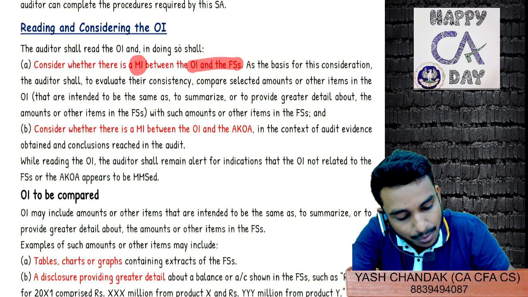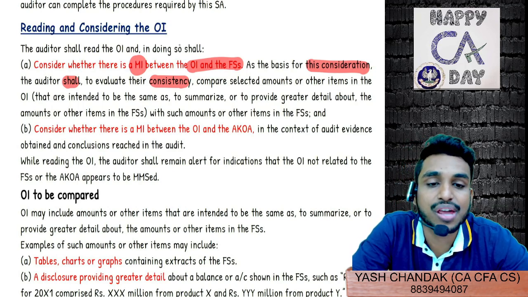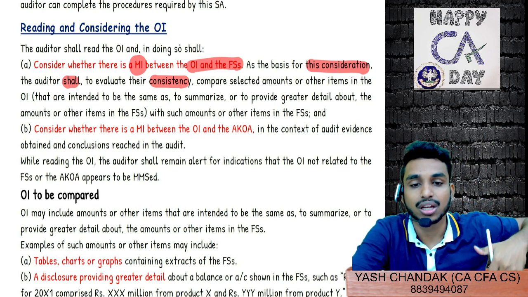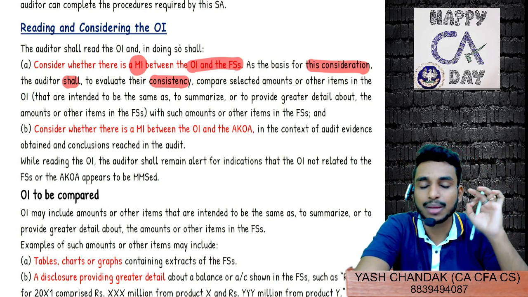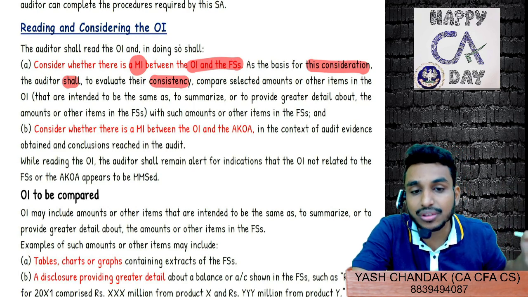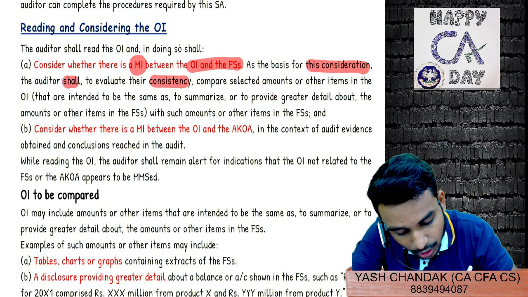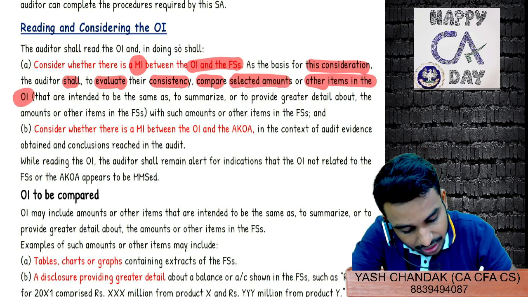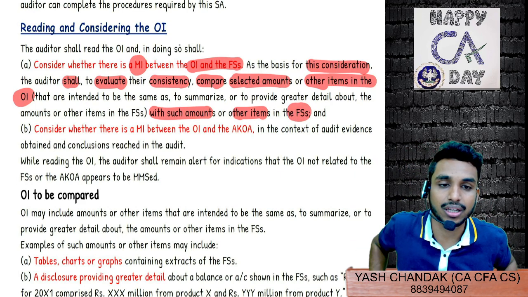As the basis of this consideration, the auditor shall evaluate their consistency. Consistency, you have to see. The example I gave you was CSR expense. So for CSR expense consistency, you will have to see whether the total coming from the overall CSR working, the overall CSR expense in all the areas, all the segments, geography-wise, in overall India, whether the total of CSR expense is tallying with the CSR expense given in the financial statement. So you have to evaluate the consistency, compare selected amounts or other items in OI with such amounts or other items in the FS. The amount shown in OI and the amount shown in FS have to be tallied.